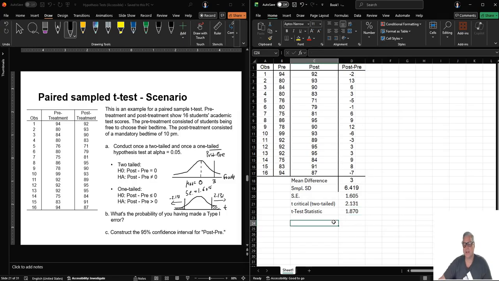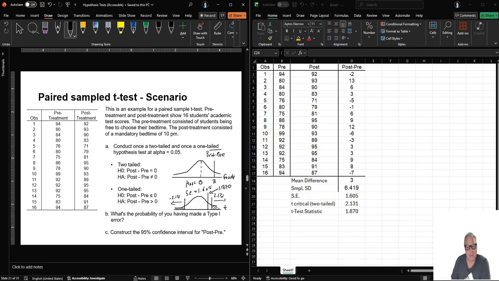So now we have a test statistic of 1.87, and we can see that it is not in the rejection zone, it's before the rejection zone. So this is 1.87, which is not in the rejection zone.